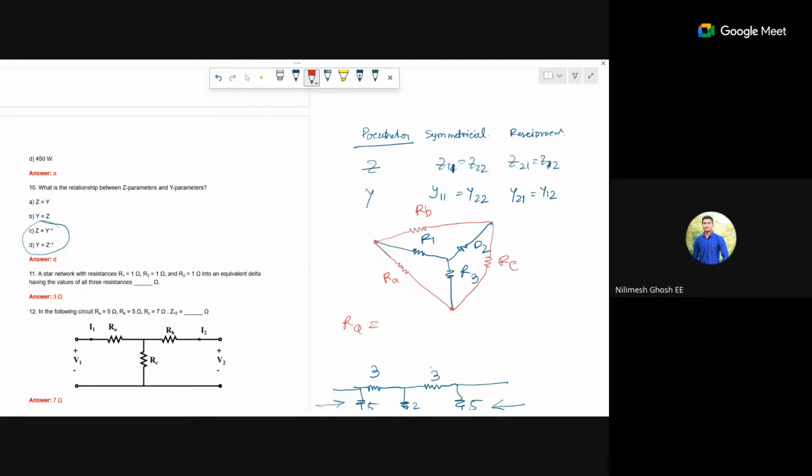So what is the resistance connected to this node? This is R1 and R3, right? So I remember this as R1 plus R3 plus the multiplication R1 R3 divided by the one that is not touched, that is R1 R3 by R2.